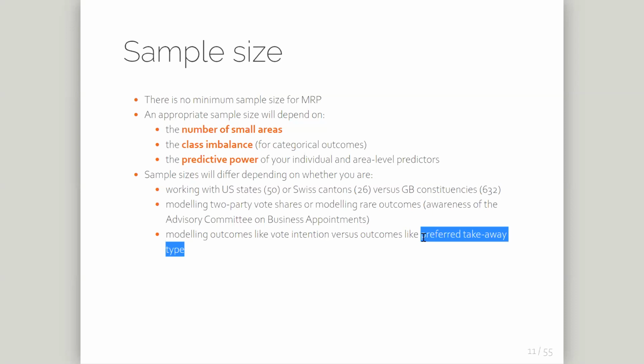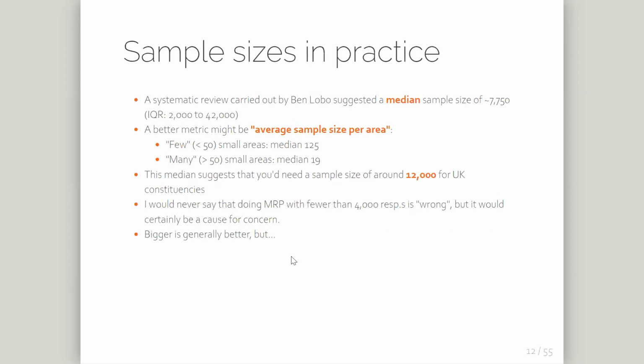Much harder to predict that. Can I include as an area level predictor the number of takeaway restaurants in an area? How predictive is that going to be? Do I have to include things like internet access? I definitely don't have past information on something like this. So all of these factors are going to change what is feasible for you.